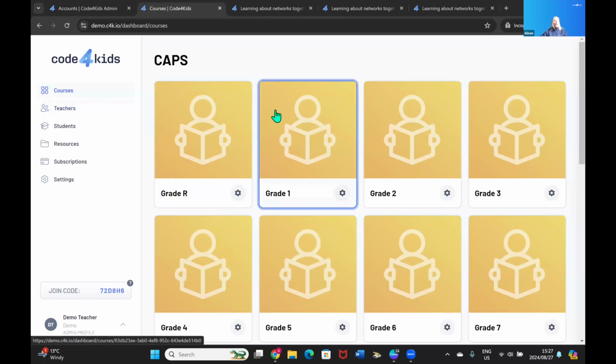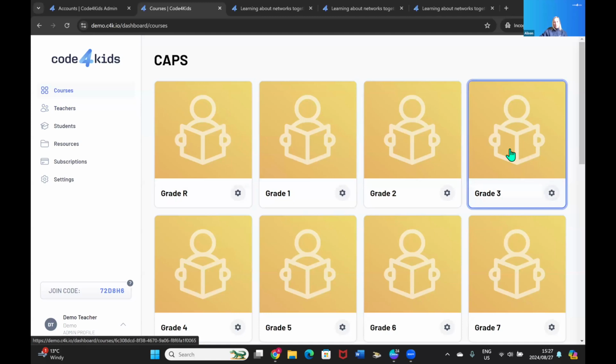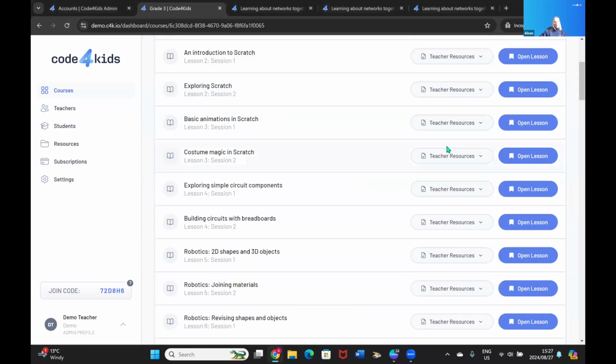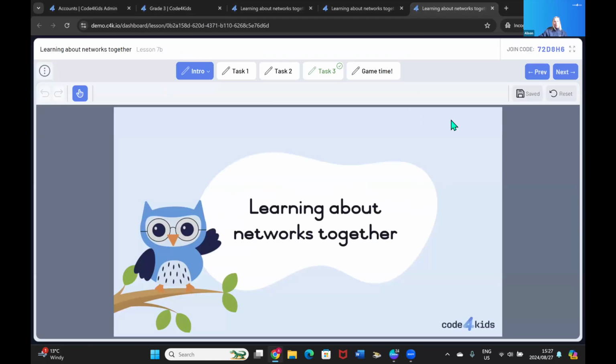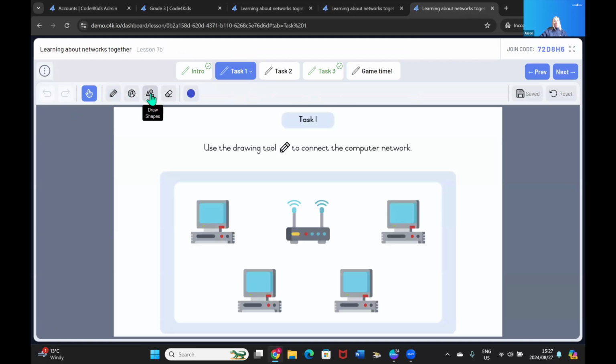Here we have the Code for Kids dashboard and all the course cards for all the different grades. We're going to take a look at our grade 3 lesson, all about networks, together. In task 1, the students are going to use a drawing tool or a shape tool to join the different computers to a router to demonstrate how a network is working.